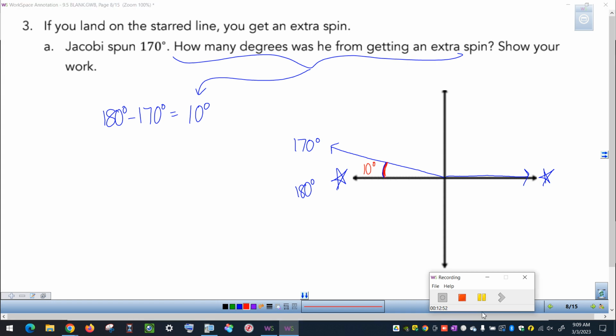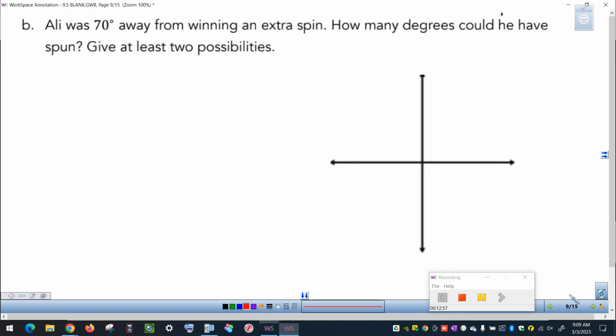All right, next we have Allie. Allie was 70 degrees away from getting an extra spin. We're going to see how many degrees he could have spun, and we're going to see if we can give more than one possibility. Again, we know our starred line is like our x-axis. If we're 70 degrees away from getting an extra spin, one possibility, if the terminal side is in the second quadrant, could look something like this, where the 70 degrees away from the extra spin, I made a much bigger section here on my picture.